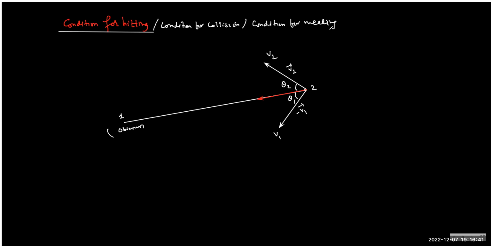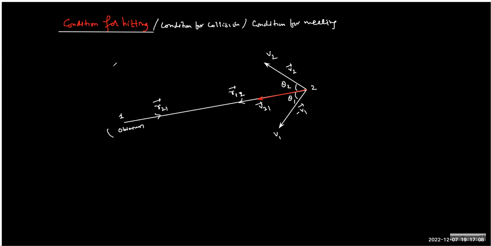It could be anything. You can say collision, hitting, meeting, whatever. So what is the condition for meeting? If you remember, this was the position vector of 2 with respect to 1, and this is the position vector of 1 with respect to 2, and this is the velocity of 2. So what is the condition for collision?